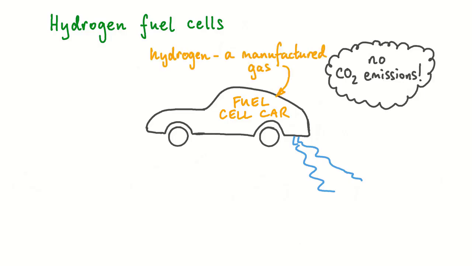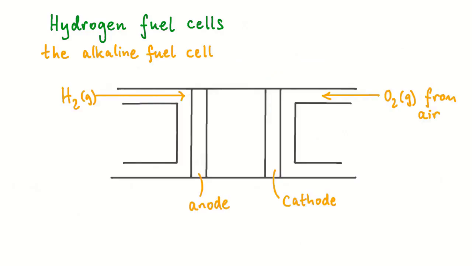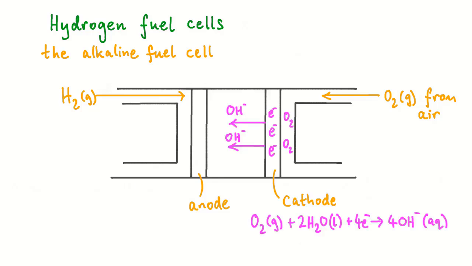We must consider, however, that the hydrogen gas for the fuel cell must be manufactured since it's not available in our atmosphere. A hydrogen fuel cell may also operate in alkaline conditions. In the alkaline fuel cell, oxygen gas is fed to the cathode where a reduction reaction takes place. Oxygen molecules gain electrons and react with water molecules to produce hydroxide ions. The hydroxide ions move through an alkaline electrolyte membrane.